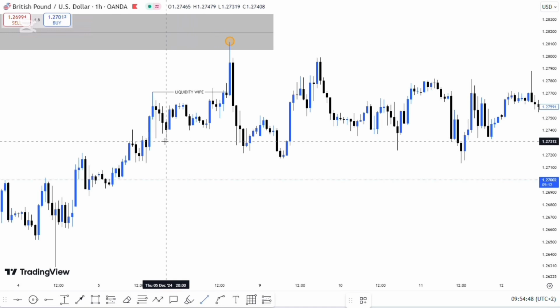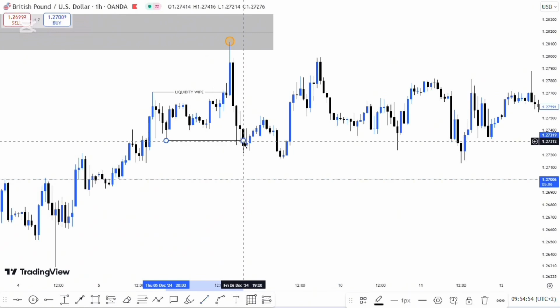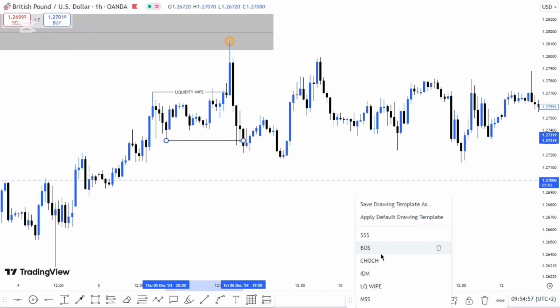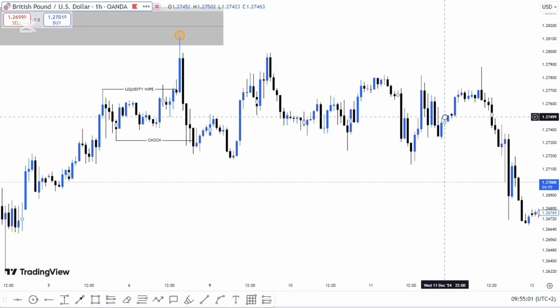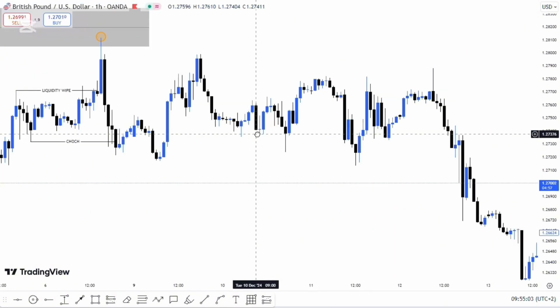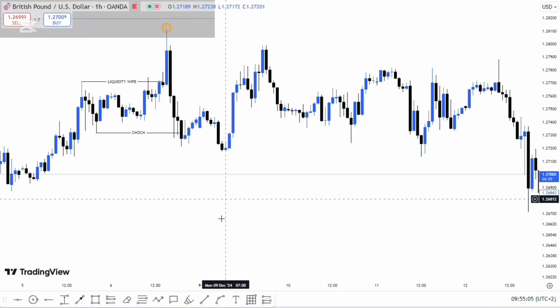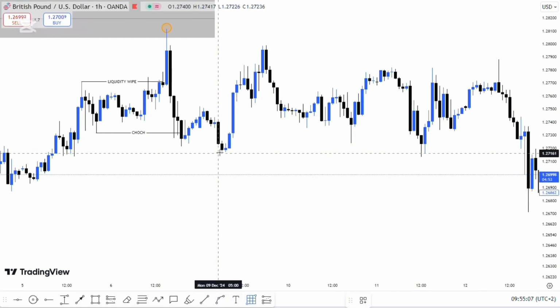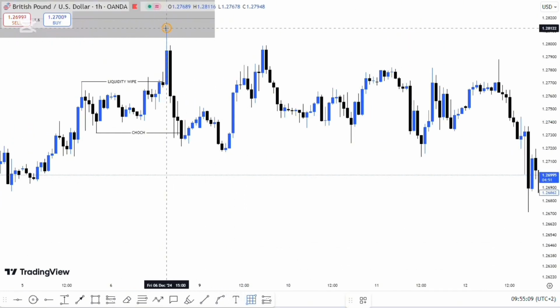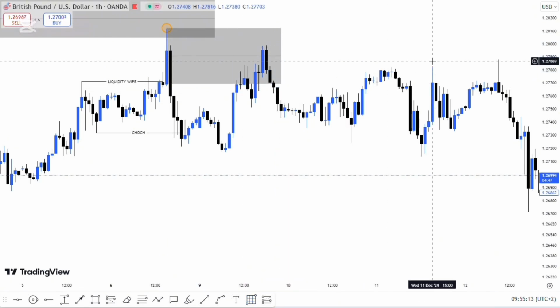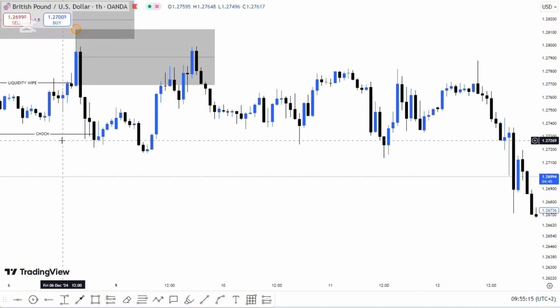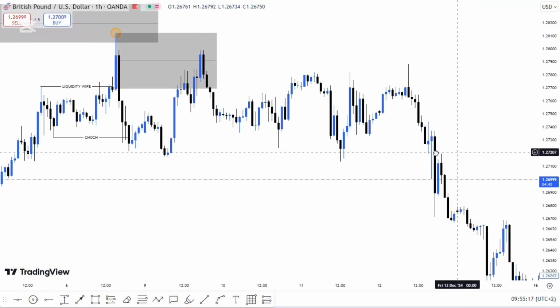after getting a liquidity wipe, you need to see a market structure shift. A market structure shift, which I also call a change of character, tells us that the trend has changed. As you can see, after having that change of character, price came back to the order block which caused the change of character.